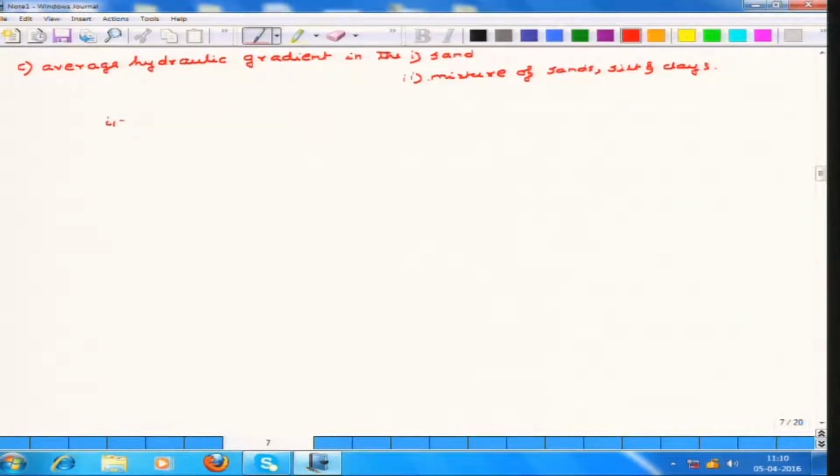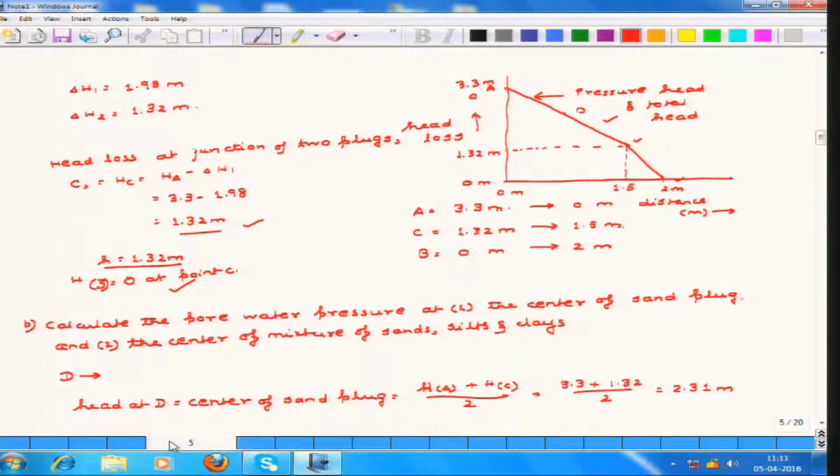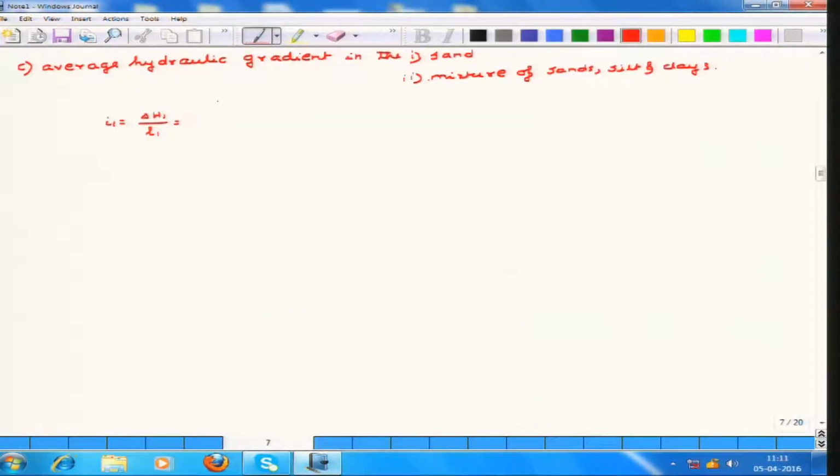Now, the average hydraulic gradient is very easy because we have already found out delta H1, and you also know the length along which the head loss is occurring. As I have said in Darcy's law, H1 by L1 refers to the head loss over the entire length L1. Similarly here, the head loss delta H1 due to the sand we have found to be 1.98 meter, and the length over which the head loss is occurring is 1.5 meter. So, 1.98 by 1.5 comes out to be 1.32. So, this is the average hydraulic gradient in sand.